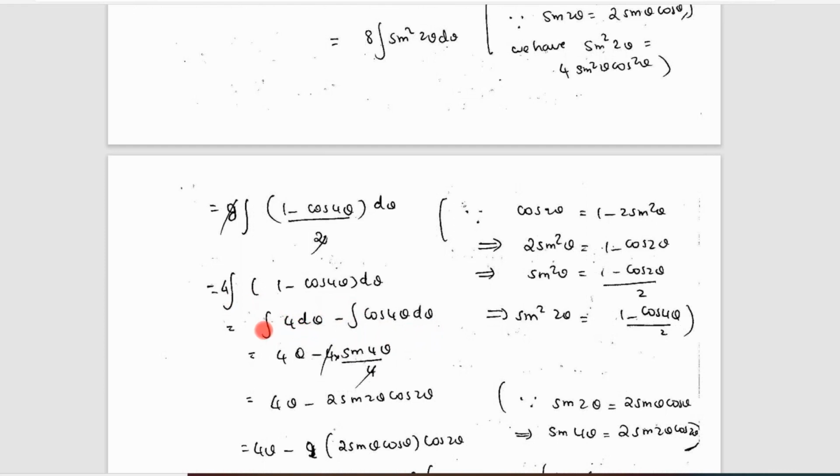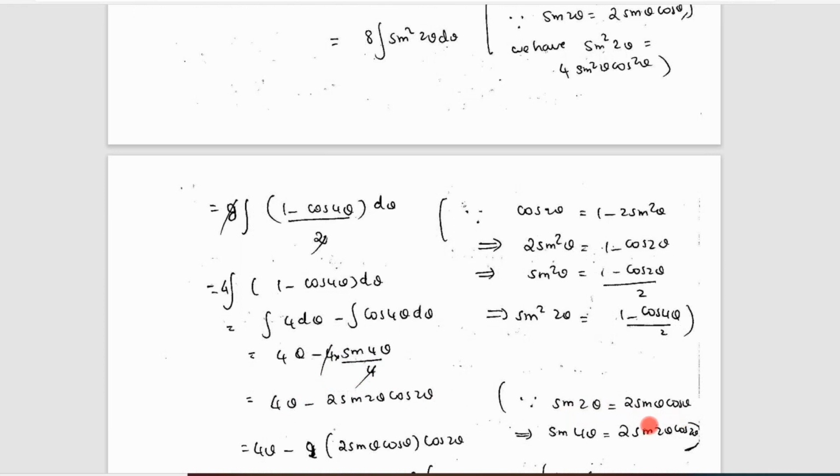What is integral d theta? Here the integration and differentiation will get cancelled, so you'll be getting theta. So 4 theta. Here, integral cos 4 theta d theta. What is integral cos 4 theta? It is sin 4 theta by 4. So 4 and 4 will get cancelled. 4 theta minus, what's the formula for sin 4 theta?